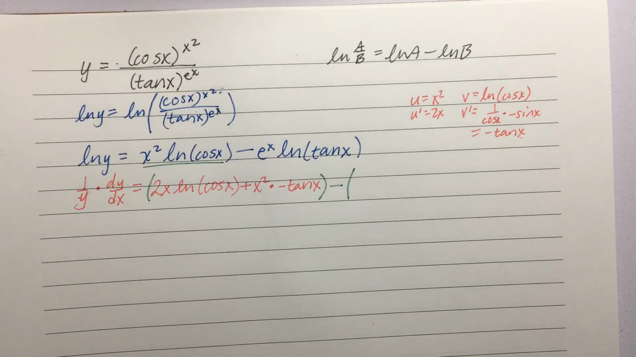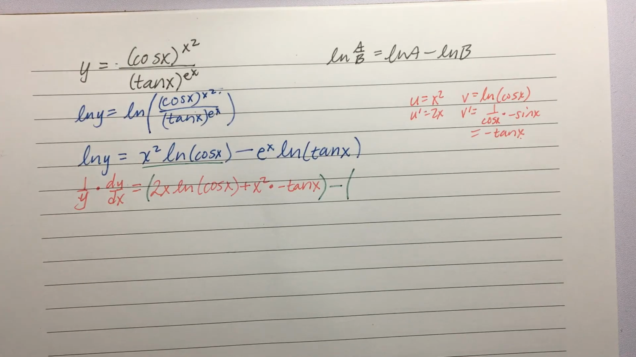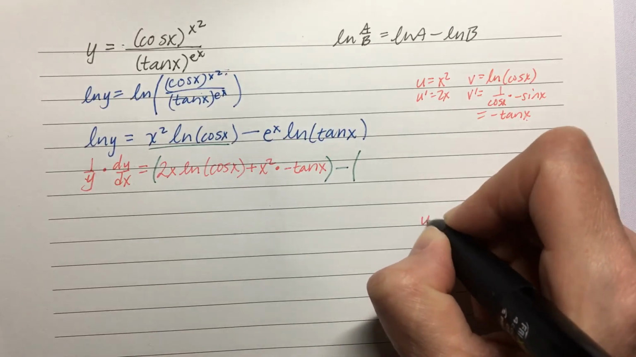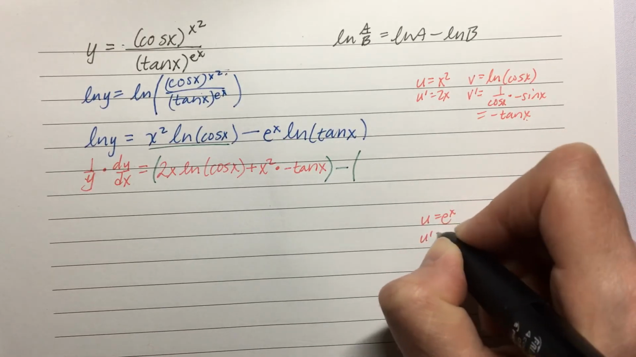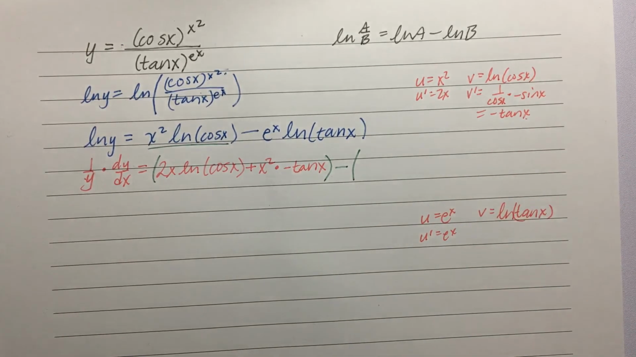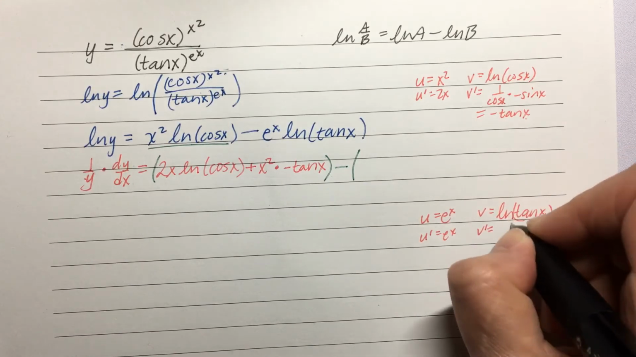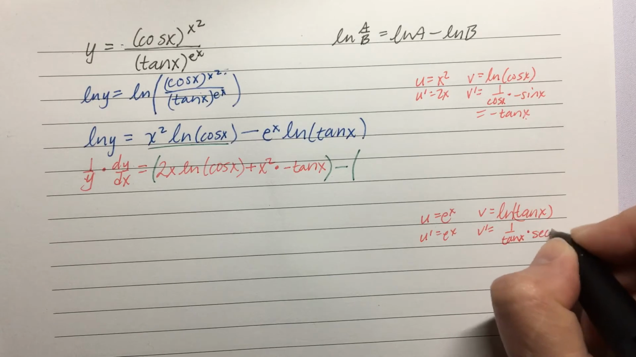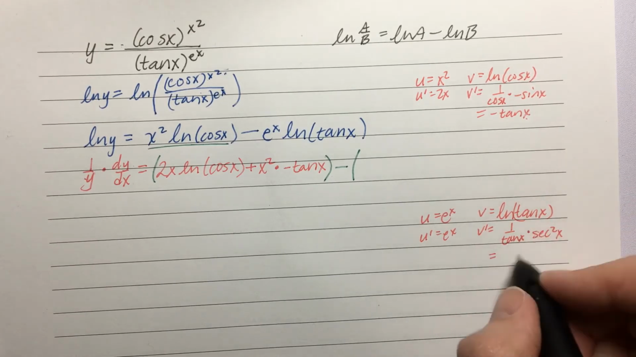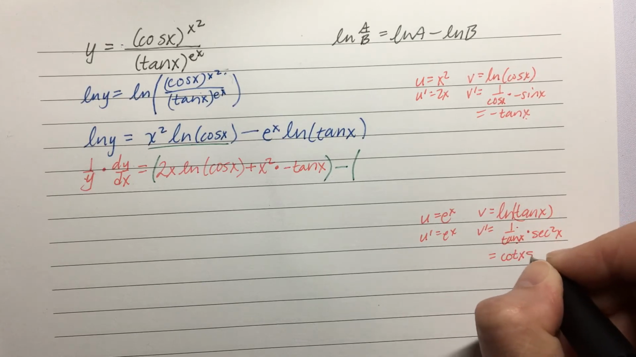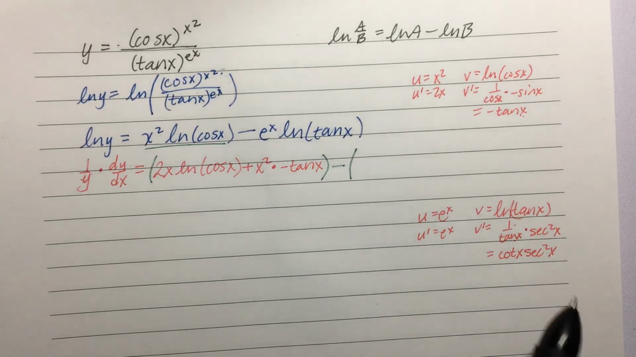So for this second part, where am I going to put this? I'm going to come down. This is a little ugly. I didn't plan very well. u is e to the x, u prime is e to the x, v is natural log tangent x, and v prime is 1 over tangent x times derivative of the inside is secant squared x. To make that a little tidier, remember 1 over tangent x is cotangent x, so cotangent x secant squared x, just for the sake of slightly more tidy.